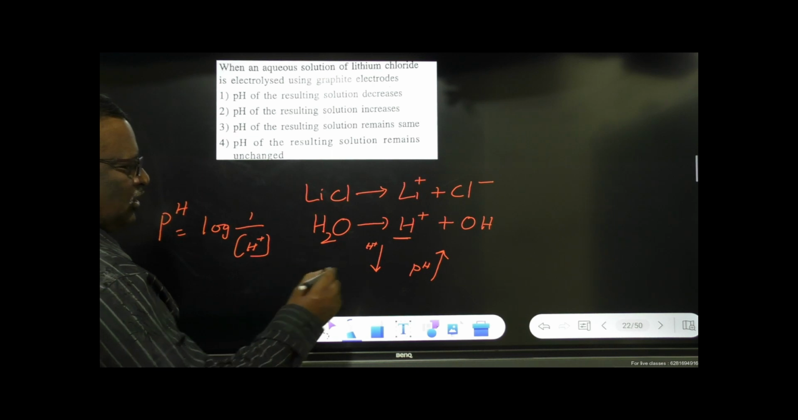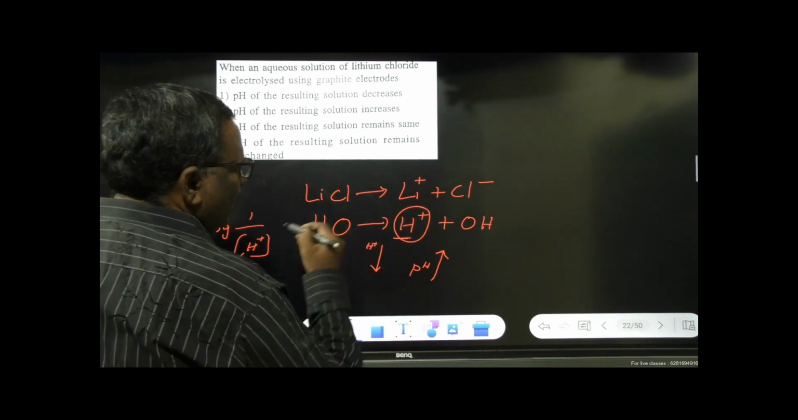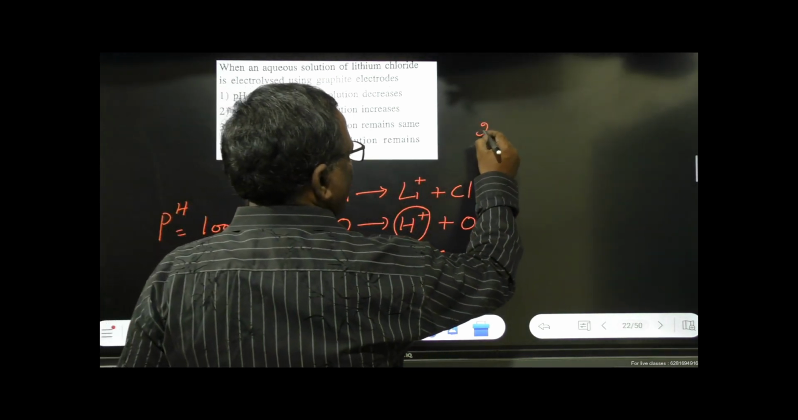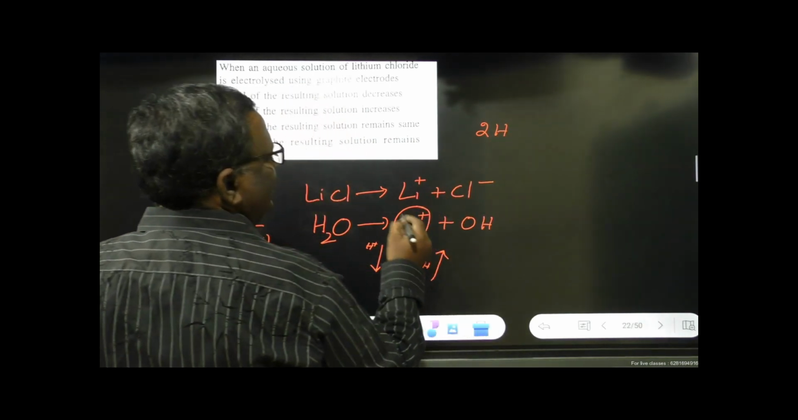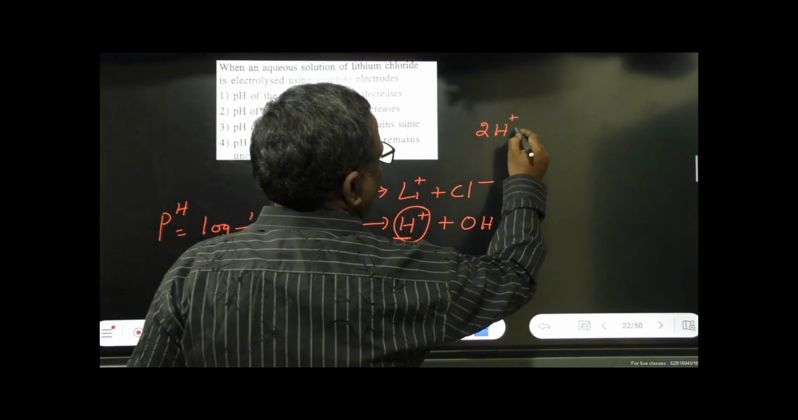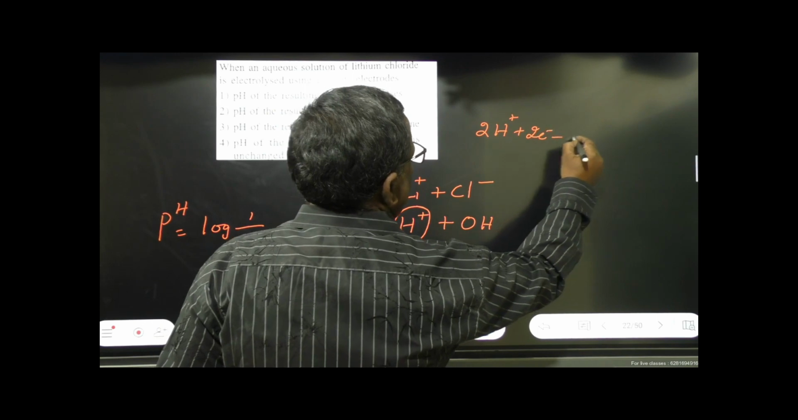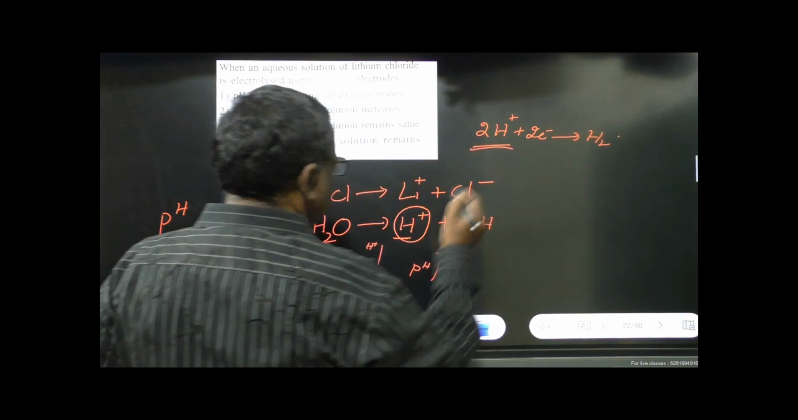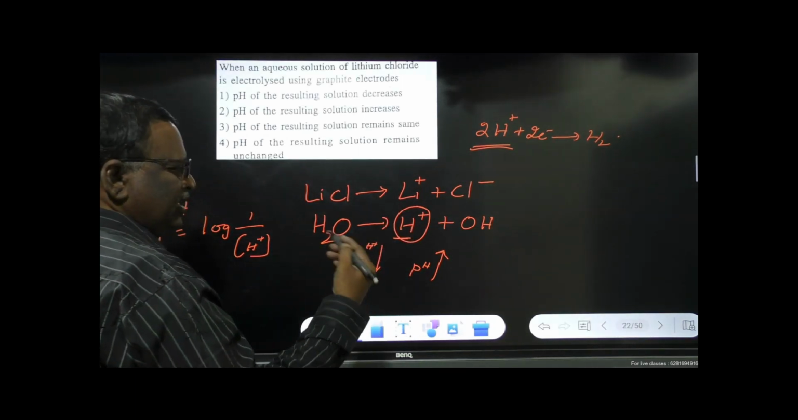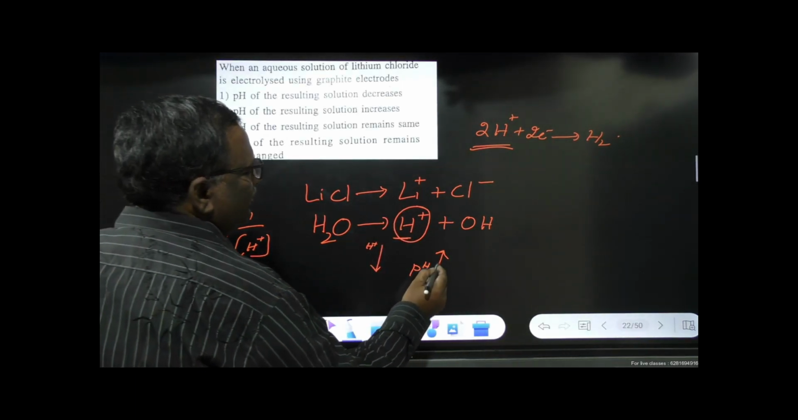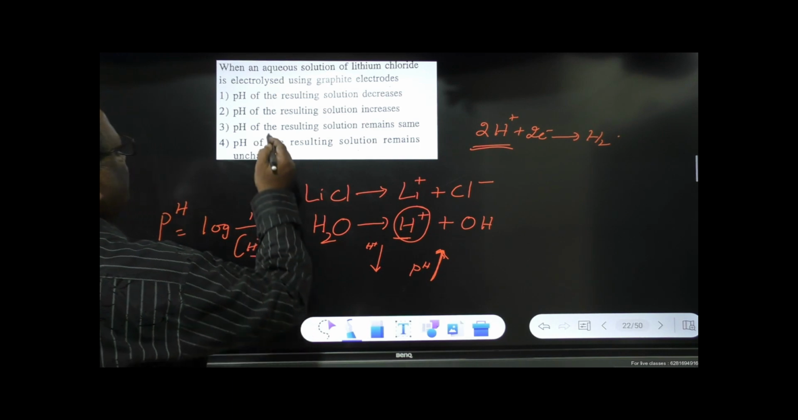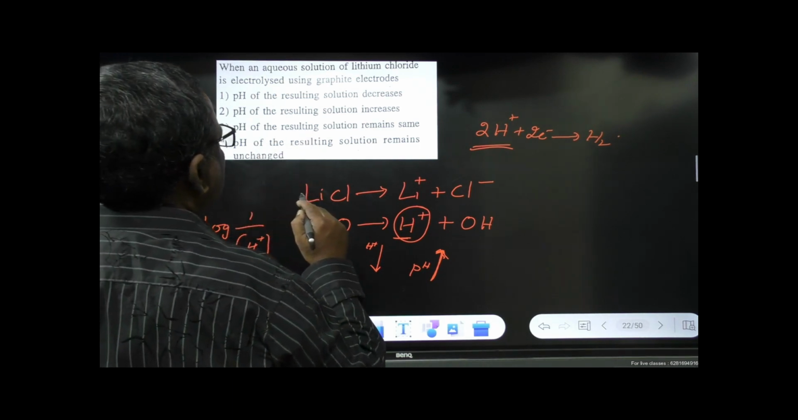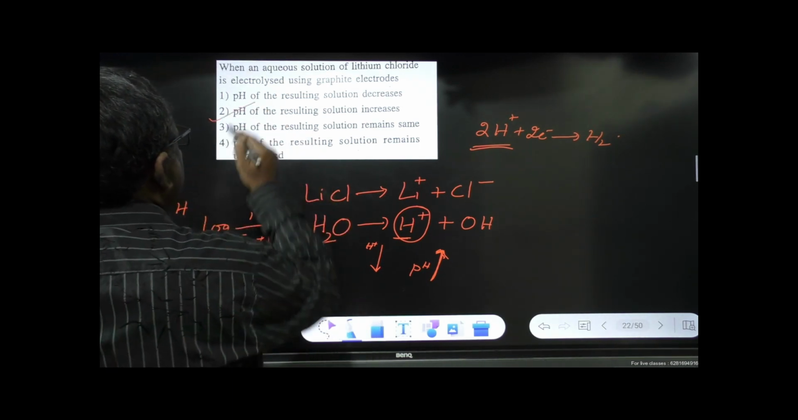Now in this electrolysis, H+ ions are removed as H2, because at the cathode, out of Li+ and H+ ions, H+ ions are preferably reduced as H2. That means during this electrolysis, H+ ion concentration is decreasing. When H+ ion concentration is decreasing, pH will increase. So the pH of the resulting solution increases. Second option is correct.